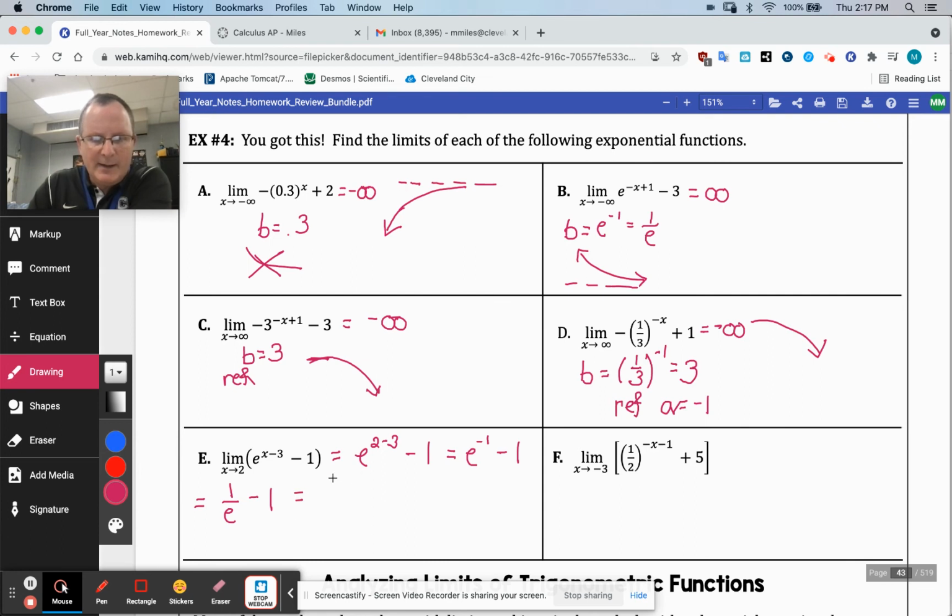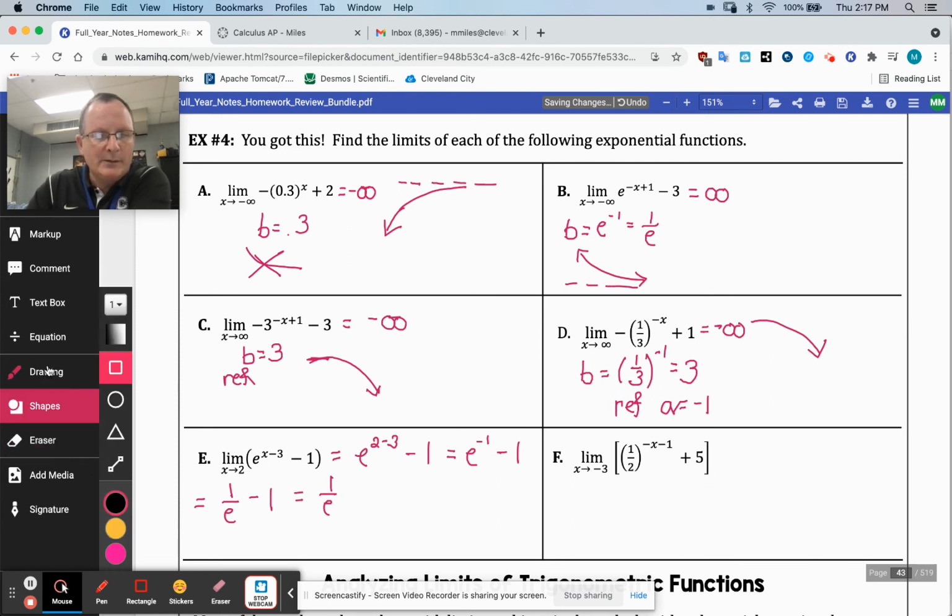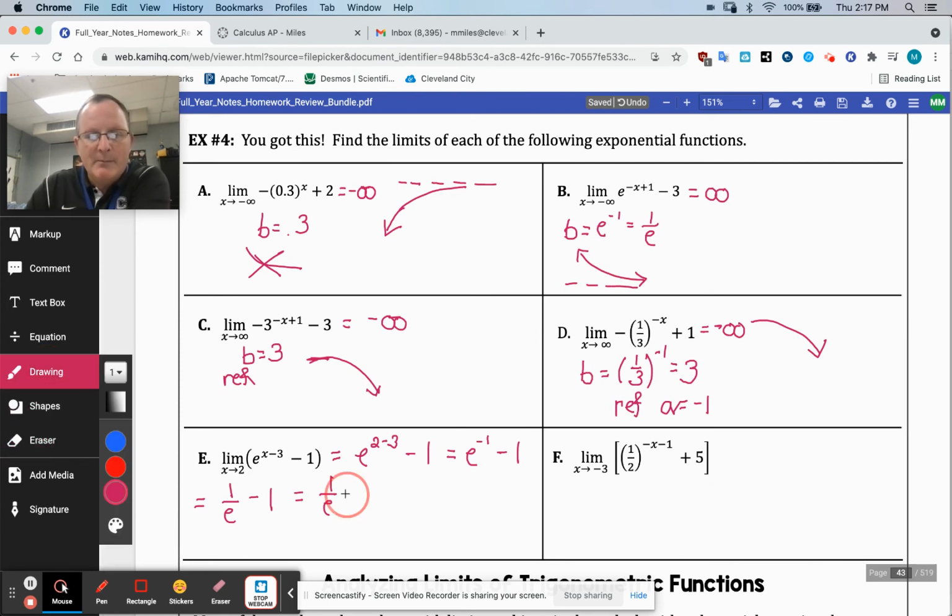They would never leave it like that, I don't think, and it's a multiple choice. So let's go common denominator here. Minus common denominator of e. And so I bet you would see a multiple choice answer of 1 minus e over e. Okay, and so same thing with f.